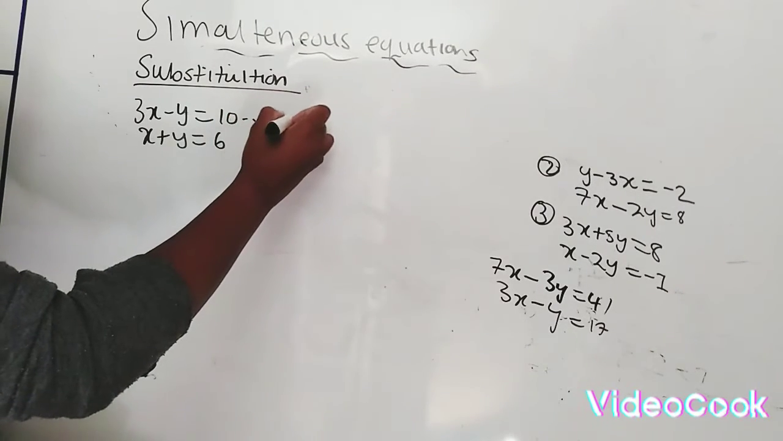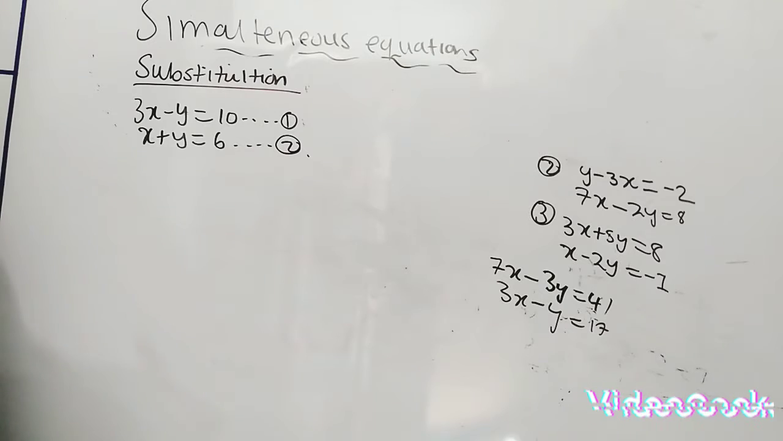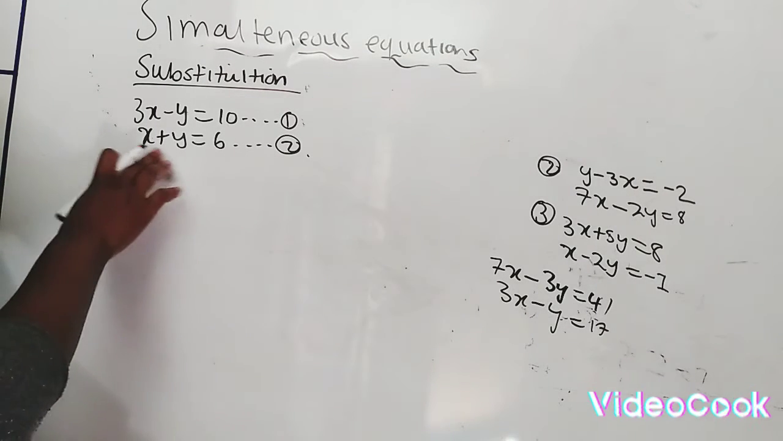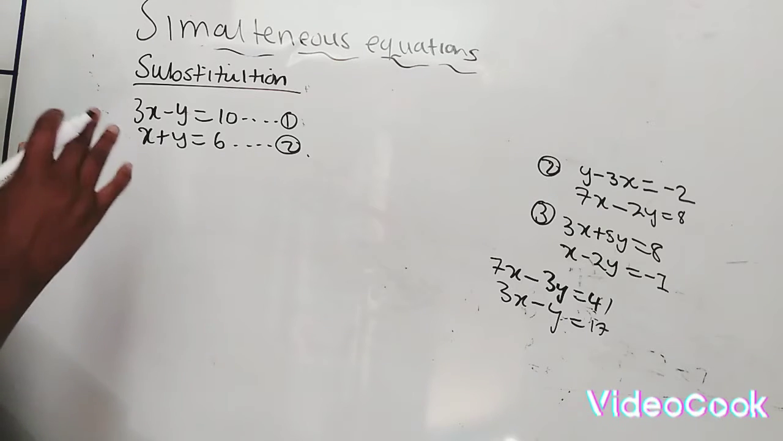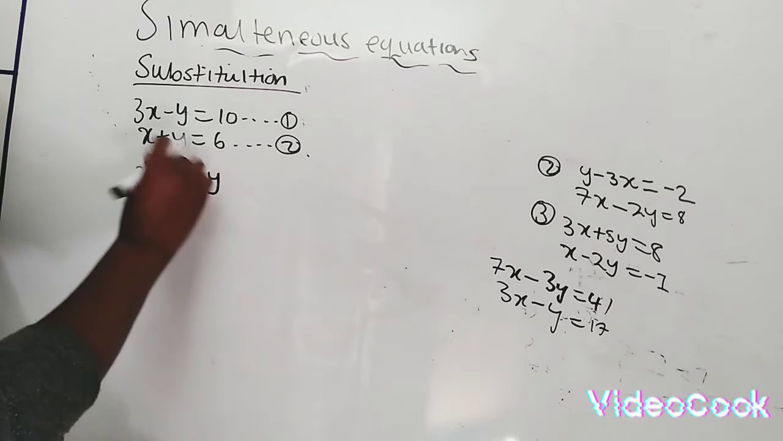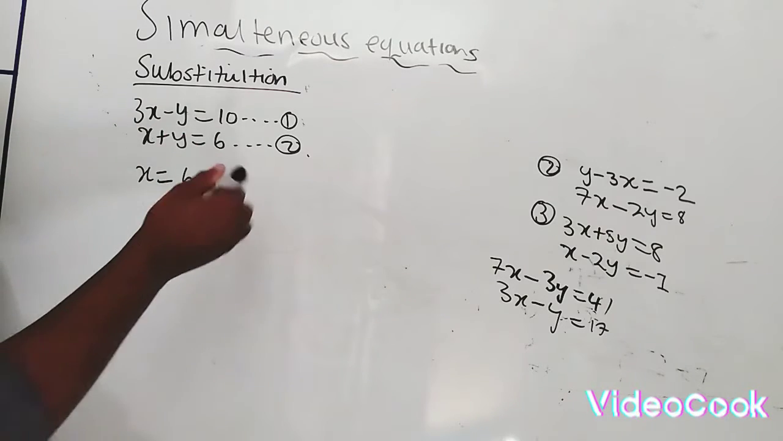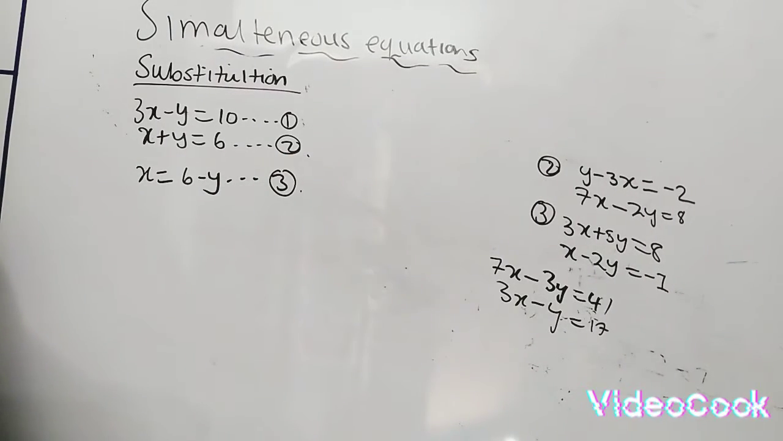I will call my first equation equation 1, second equation my equation 2. Now I want to formulate equation 3. My equation 3, I would like to make my x the subject of the formula. You can either make x or y, it's up to you. I will say x is equal to 6 minus y. I just took y to the other side. And this is now my third equation, right?